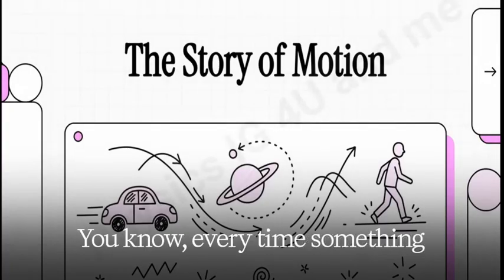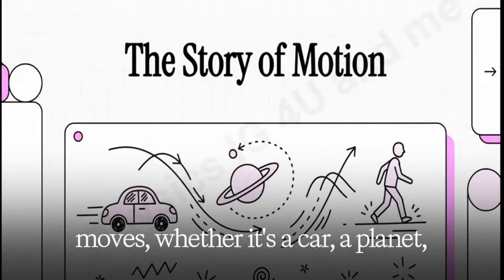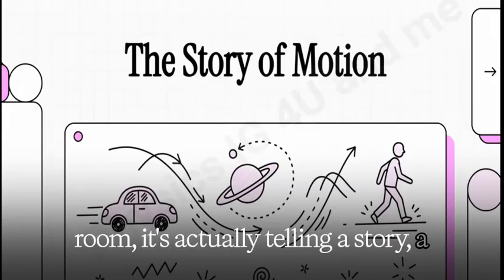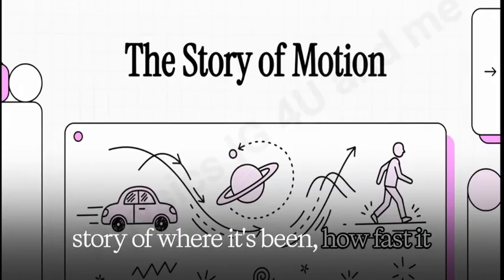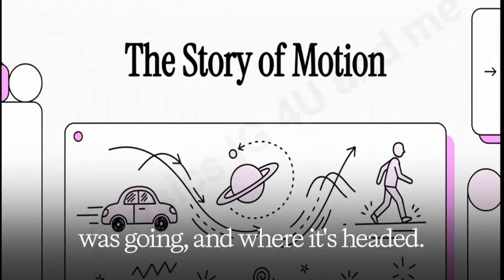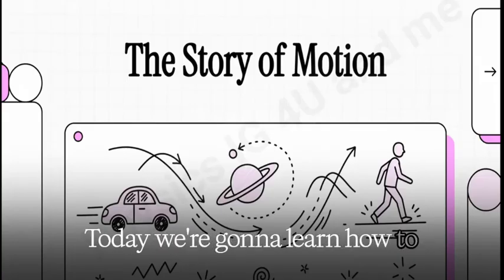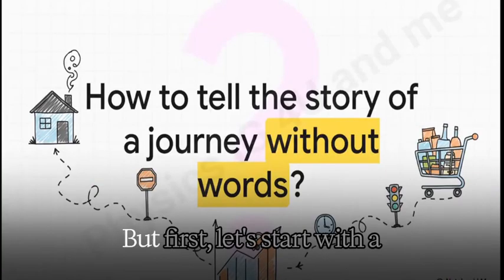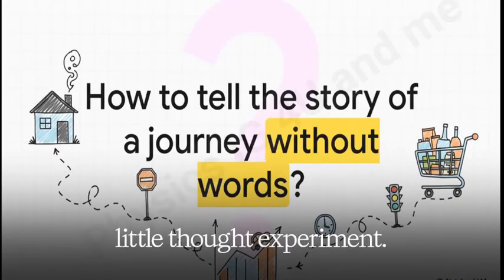You know, every time something moves, whether it's a car, a planet, or even just you walking across the room, it's actually telling a story. A story of where it's been, how fast it was going, and where it's headed. Today, we're going to learn how to read that story using the really powerful language of physics. But first, let's start with a little thought experiment.